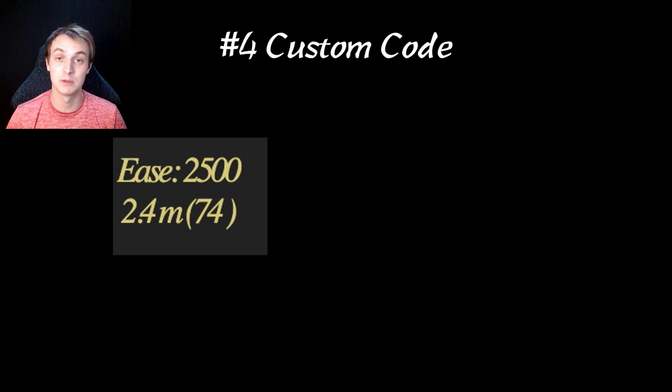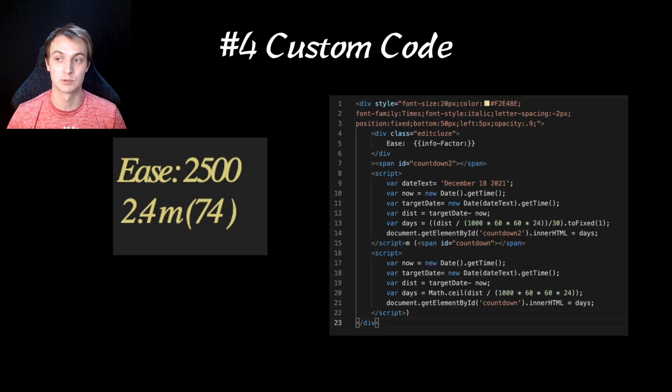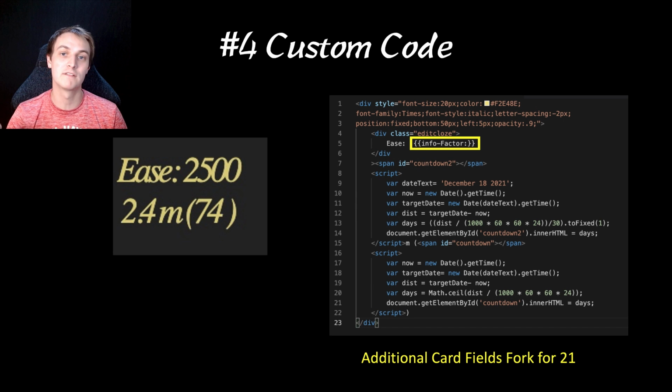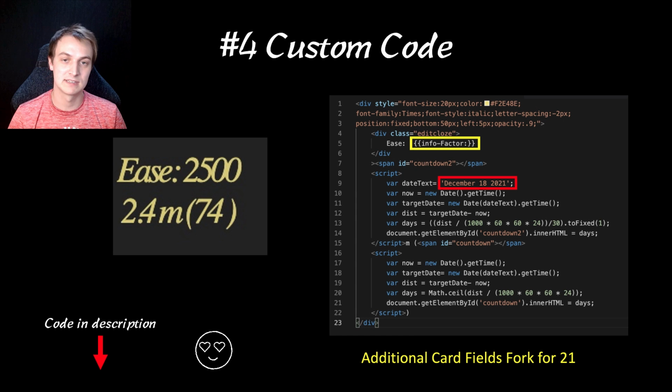And the card will tell you how many months out it's going to be scheduled. This is the code here. I'm going to link this in the description, but you can see here this yellow box that just popped up. That's the additional card fields fork add-on. That's what shows the ease on the card. And also there's a place here in the code that allows for you to change the date of whatever test you're counting down to. Like I said, the code is going to be in the description of this video.